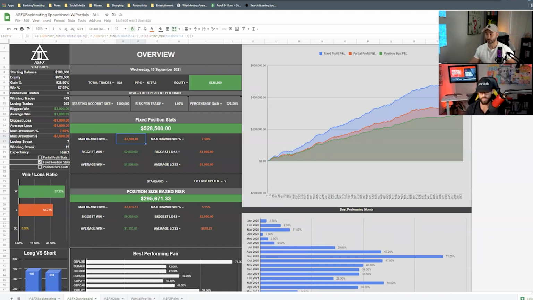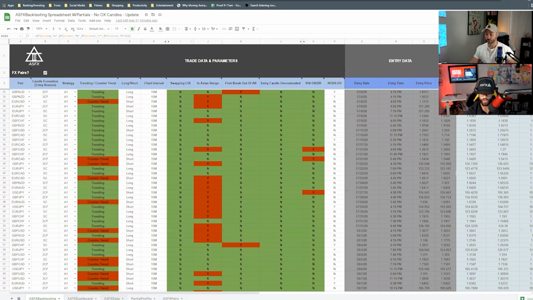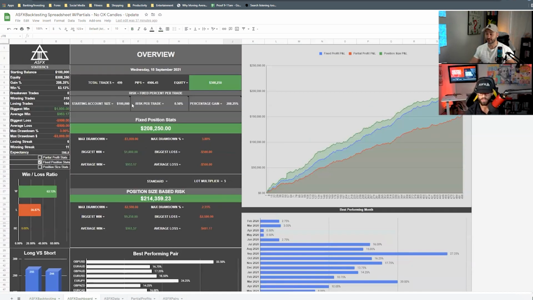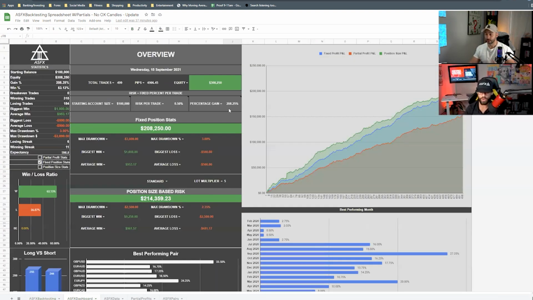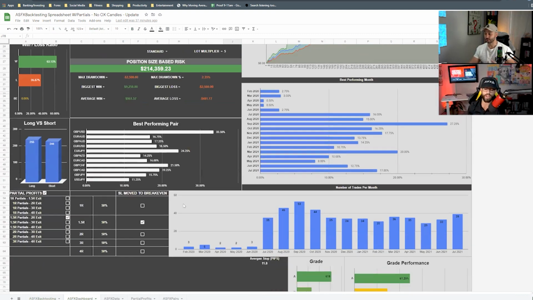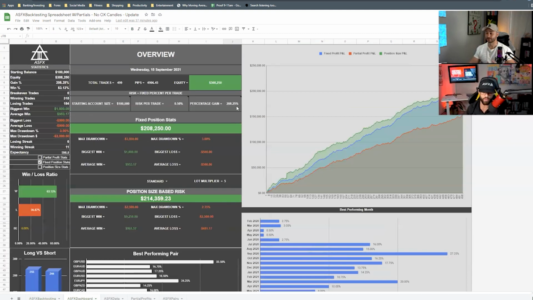And then this second spreadsheet, you went from 802 trades down to how many? 499. This is just no overextended candles. So just by not trading the overextended candles, you take out 300 trades, which a lot of people in the group are already avoiding. So you're down 300 trades already, 300 fewer trades to be involved in. So that 499 is about 500 trades.